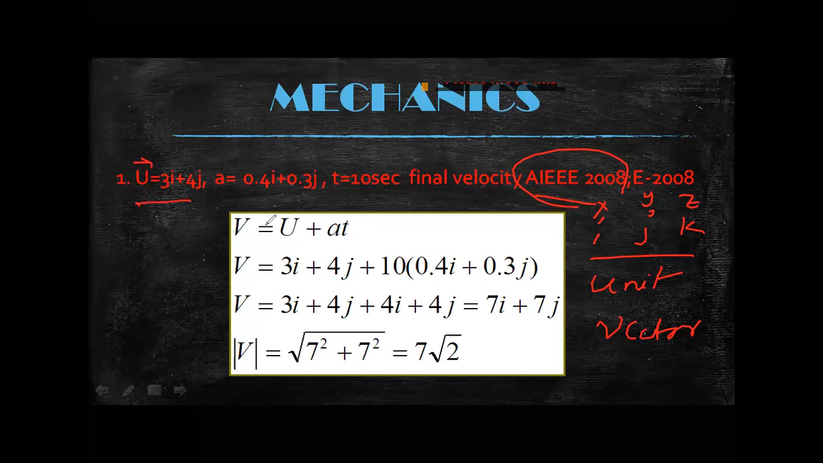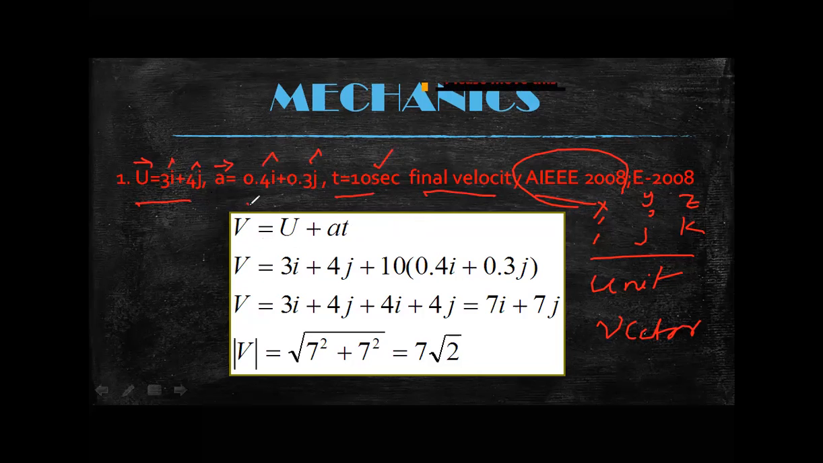They gave the value in vector format, 3i plus 4j. And the acceleration also they gave in vector format, 0.4 i plus 0.3 j. Unit vectors we represent with a cap basically. And time t is 10 seconds. Then they are asking for the final velocity. What is the final velocity of the object?